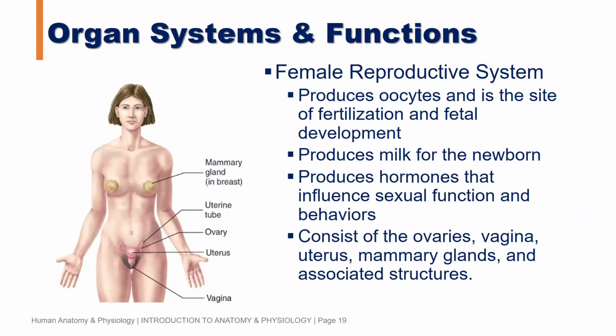Then let's move to the reproductive system. Let's start with the female reproductive system. It produces oocytes and is the site of fertilization and fetal development. Produces milk for the newborn. Produces hormones that influence sexual functions and behaviors. And it consists of the ovaries, vagina, uterus, mammary glands, and associated structures. Here in the photo, you have your mammary glands, which is in your breast, and then you have your uterine tube, ovary, uterus, and of course your vagina.